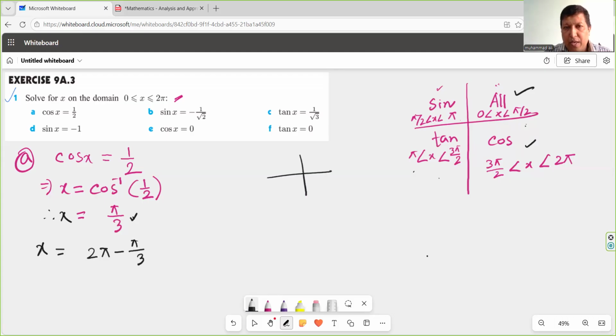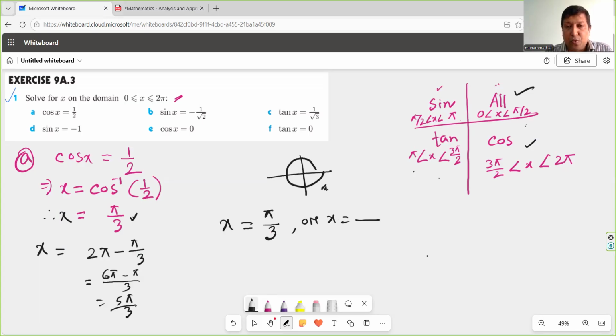How? From here to here, this is 2 pi. From 2 pi, if you subtract any basic acute angle, it will lie in the fourth quadrant, where cos is positive. Now simplify, we will get 6 pi minus pi by 3, so 5 pi by 3. So the final answer: x equals pi by 3 or x equals 5 pi by 3.